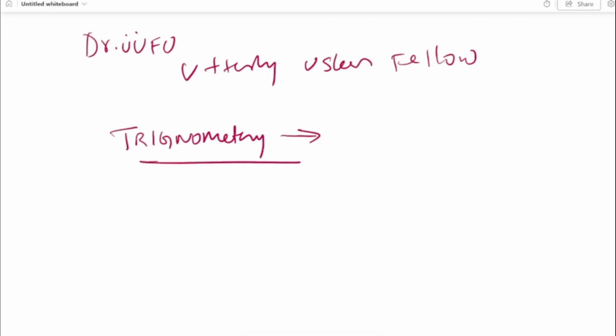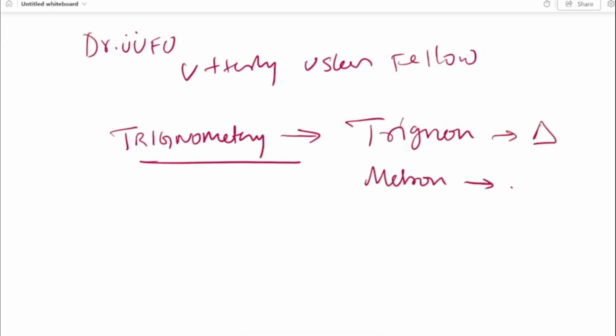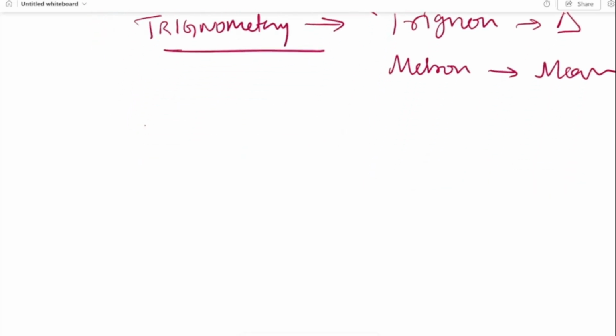So trigonometry is derived from the Greek word trigonon. Trigonon means triangle. Metron means measure. So it's all about triangles, their angles, etc. So typically a triangle A, B, C. We are considering a right angle triangle.